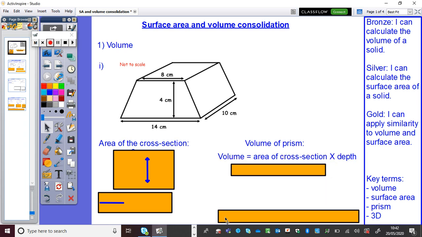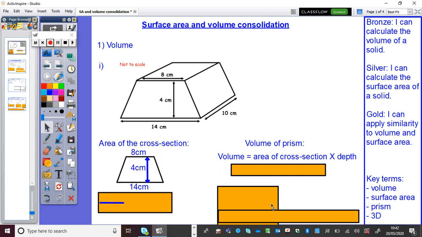Now that doesn't hurt to write down, so you're showing the examiner exactly what you need to do and what you're going to do. So let's have a look at the area of the cross section. In this case, I've got a trapezium as my cross section. So I've actually drawn that again. Now you don't have to do that. But obviously just showing you understand what the cross section is, and it might make it a little bit easier to calculate the area once you've drawn it.